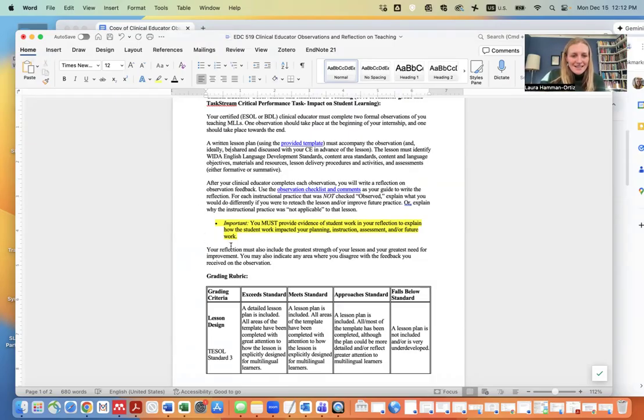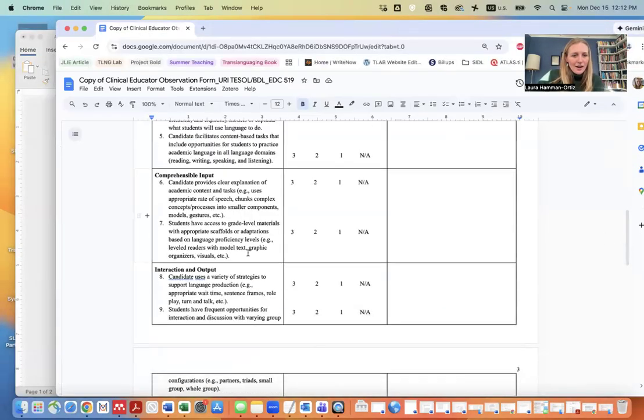You see this highlighted in yellow because it is important that as you are writing that reflection, you provide evidence of student work to explain how the student work impacted your planning, instruction, assessment, and/or future work. And your reflections should specifically engage with the feedback that you received. As you're thinking about the evidence you might provide, for example, say your clinical educator for section number 7 noted having access to grade level materials with appropriate scaffolds or adaptations based on language proficiency levels.